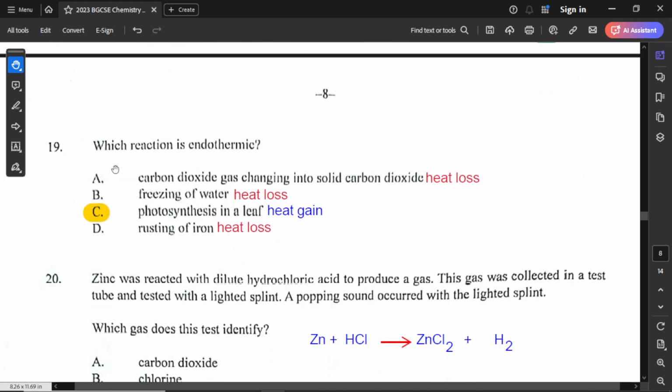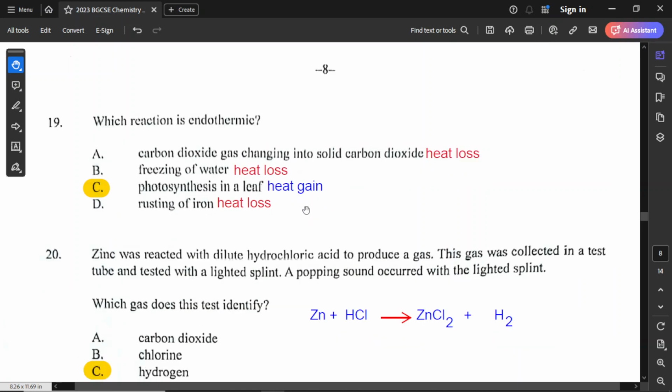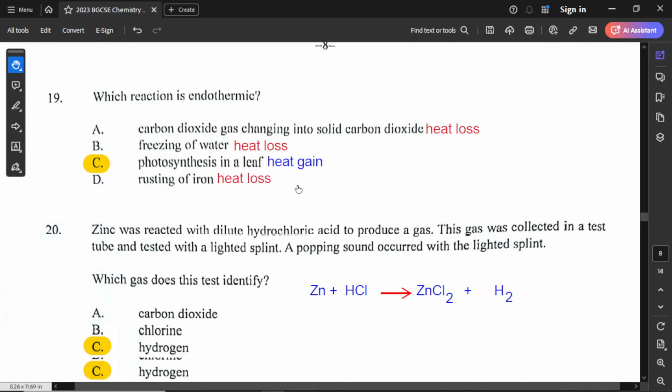All right, for number 19, which reaction is endothermic? Endothermic is the gaining of heat or energy. Therefore, photosynthesis is the only reaction here that is gaining heat, because remember that light energy is absorbed, so you gain energy. So that's the only endothermic one.